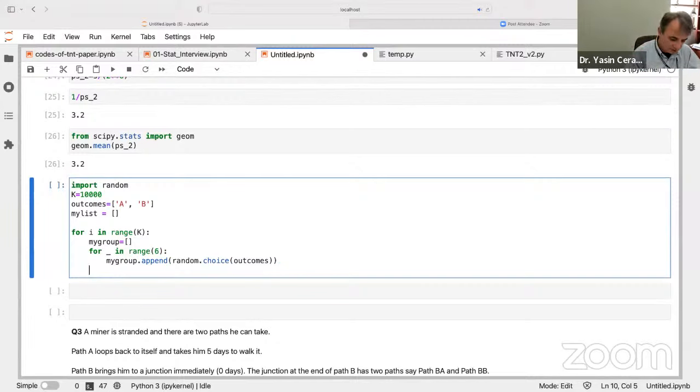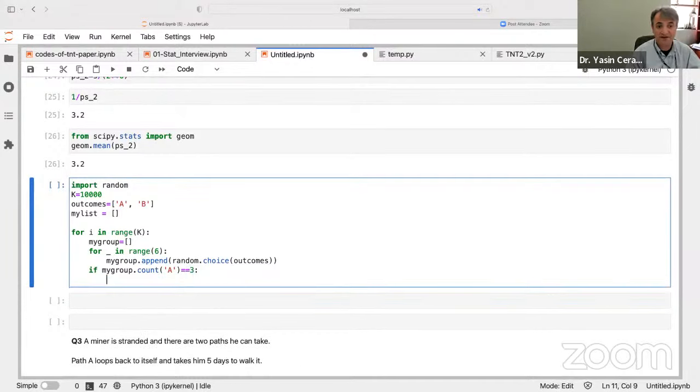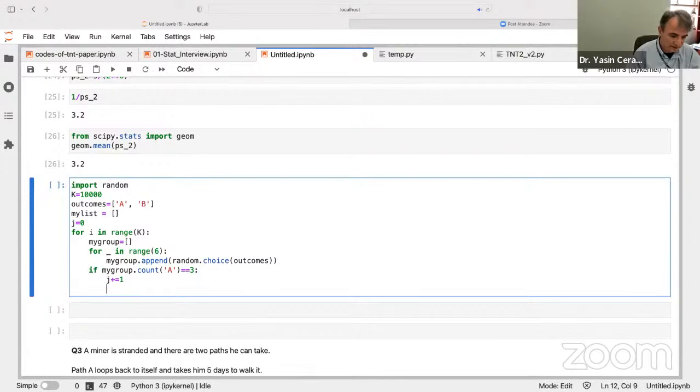or B. I'm just going to check if my group, I'm going to count how many A's are there. If number of A's is 3, that is the case, I will just add J with 1. And then let me also assign J to 0. Actually, I don't need my list in this case. Probably I put it my list here from previous code. Okay, now let me run this. Let me run this code.